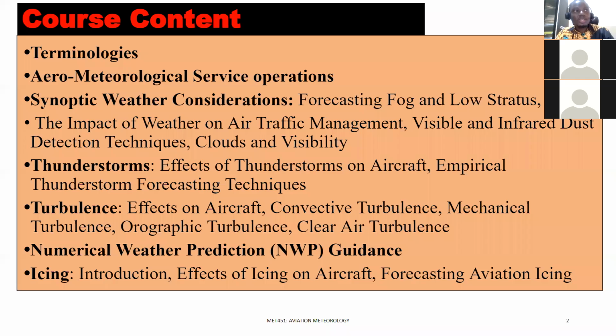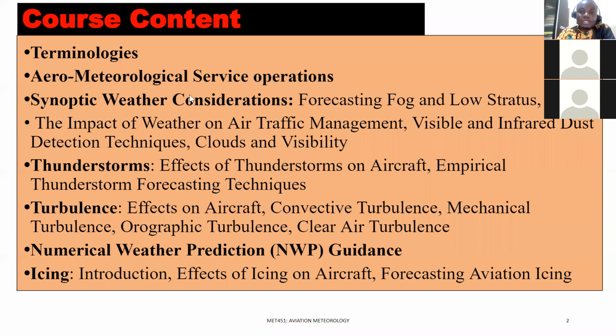All right. Purely in this course, what we'll be looking at first will be the terminologies in the field of aviation and aviation met, the basic terminologies that are used so you don't get confused. When it comes to the whole structure of the aerodrome, what's an aerodrome? What are the structures within the aerodrome? How are activities coordinated within the aerodrome and so on. We'd also look at what we call AMS operations, aerometeorological service operations, which is also the same as aviation meteorological service operations.